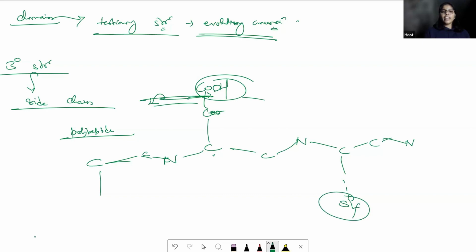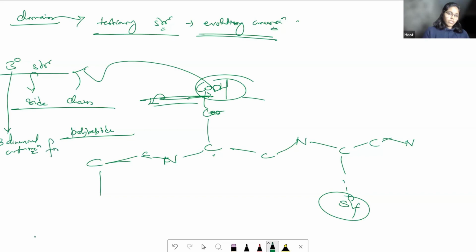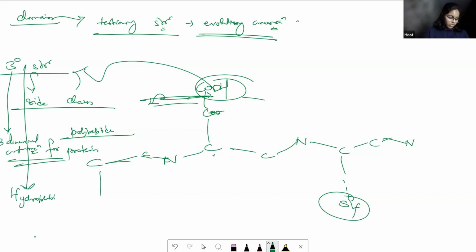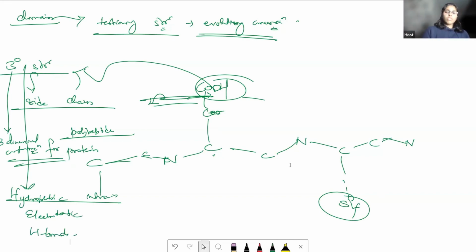These side chains will interact and form the tertiary structure. Why is tertiary structure important? Tertiary structure is important because it gives the three-dimensional conformation for the protein molecule. So the major interaction in case of tertiary structure is hydrophobic interaction. You can have electrostatic interaction, hydrogen bonds, and the van der Waals force of interaction.